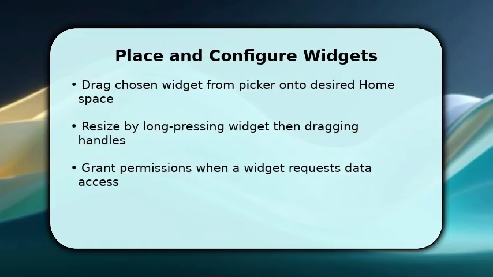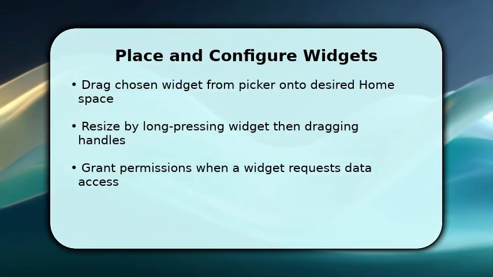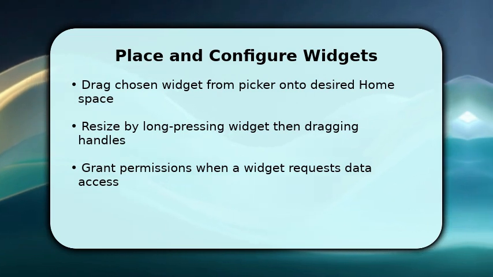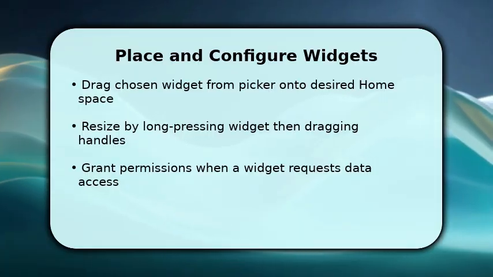You drag the widget from the picker onto an available grid spot and release. The launcher snaps it into place. If the widget supports resizing, long press it and drag the handles to expand or condense. Make sure it aligns with icons.